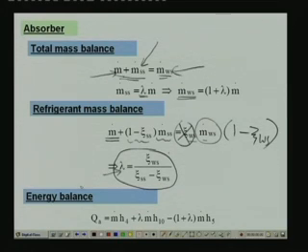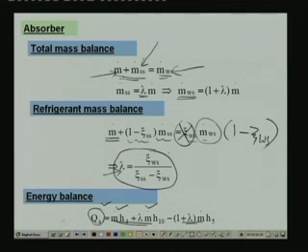Now let us write the energy balance for the absorber. Whatever energy is entering must leave. Energy is leaving the absorber through the cooling water, that is equal to QA, the absorber load. And m dot H4 plus lambda into m dot H10 is the total energy entering the system through the refrigerant and through the strong solution. So this is the energy entering the absorber by way of fluid flow, and what is leaving the absorber is this by way of heat transfer and this by way of fluid flow. This is the simple expression.